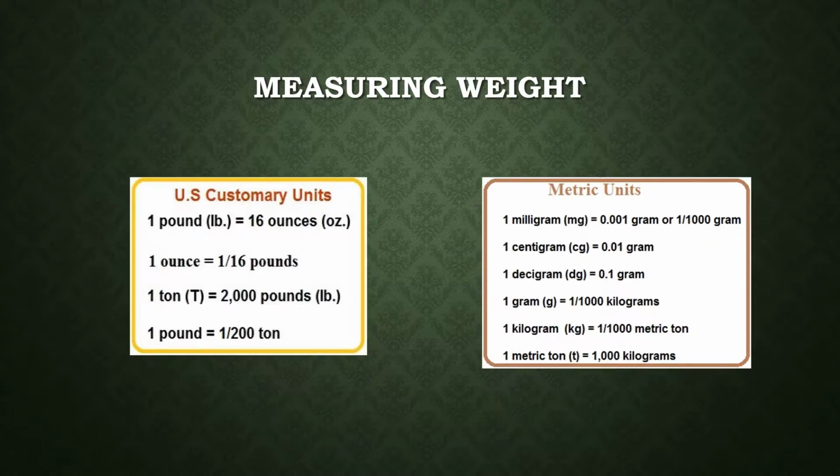So next, if we go to weight, customary on the left, metric on the right, you go from ounces to pounds to tons. So you're looking at, in the metrics, you're using grams, so it's the same thing, being able to convert within the unit.